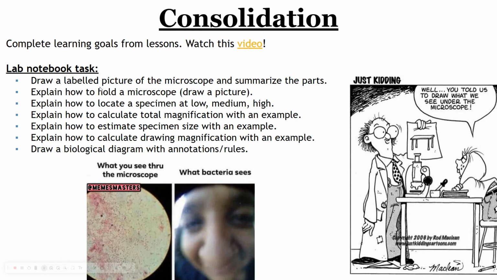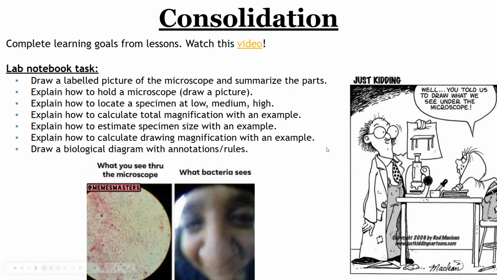So now that we've gone through the entire lesson, you should be able to draw a labeled picture of a microscope and summarize what parts do, explain how to hold a microscope with a drawing, explain how to locate specimen at low, medium, and high power properly, and explain how to put a microscope away as well, explain how to calculate total magnification, estimate the cell size, how to calculate drawing magnification, and do a proper biological diagram as well with all the proper rules. So it would be a good idea for you to take a look at some examples and make sure you follow those examples when you're trying to do your biological diagrams.